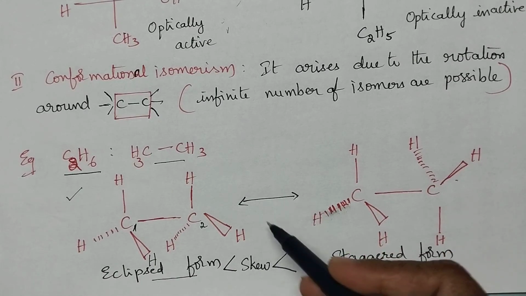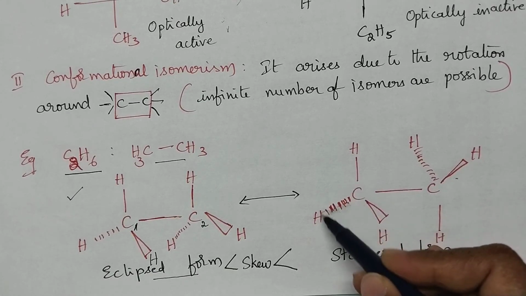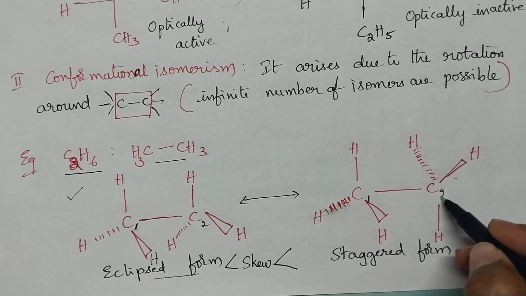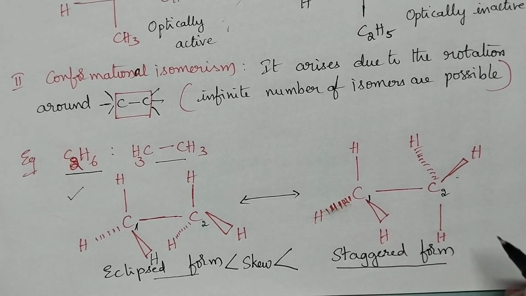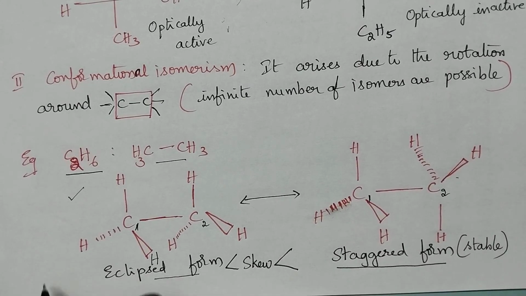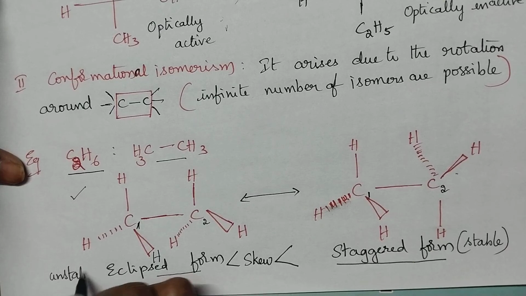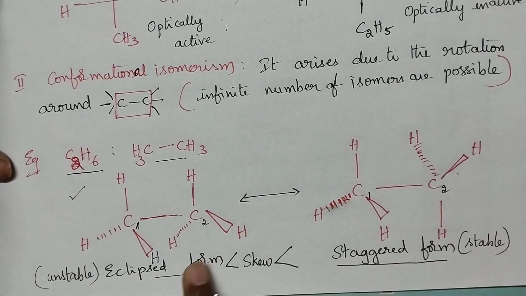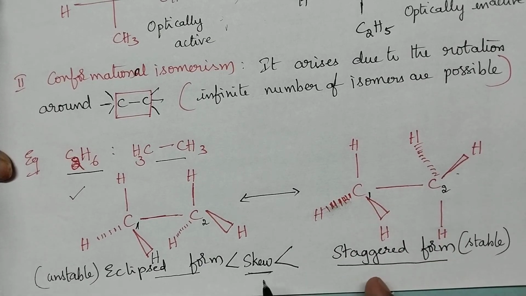If we rotate around the C2 carbon atom, finally we get a structure in which the hydrogen atoms on the front carbon atom are far away from those on the second carbon atom, and this form is called the staggered form. Remember that the staggered form is the stable conformation, whereas the eclipsed form is the unstable form. While rotating the eclipsed form into the staggered form, in between we get a number of conformational isomers called skew isomers.